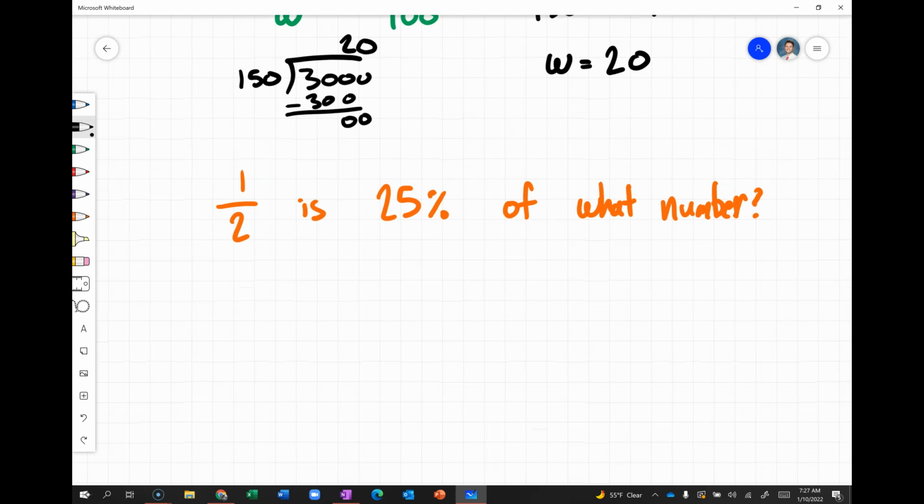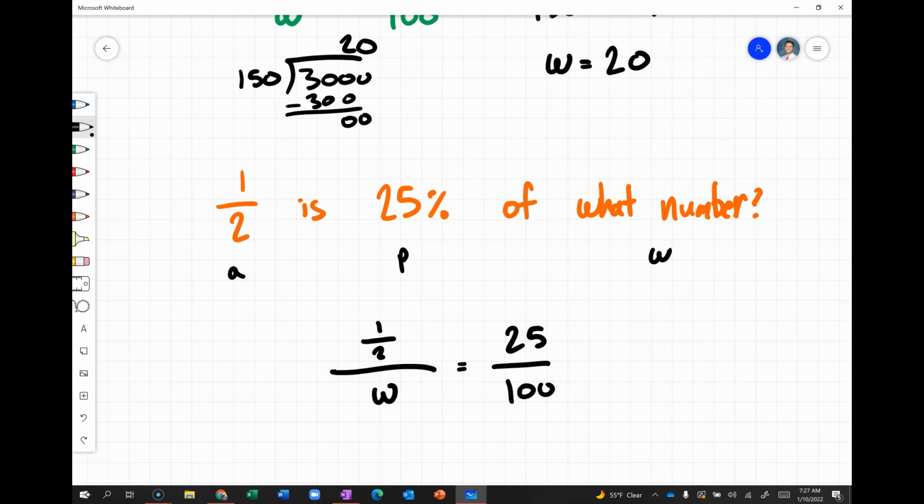One last example problem here: 1/2 is 25% of what number? 1/2 is A, 25 is P, and we want to solve for W. So 1/2 over W is equal to 25 over 100, and we use the cross products rule. We have 25W is equal to 1/2 times 100, which would be 50. We divide both sides by 25 to solve for W, and W is equal to 2. So 1/2 is 25% of 2.